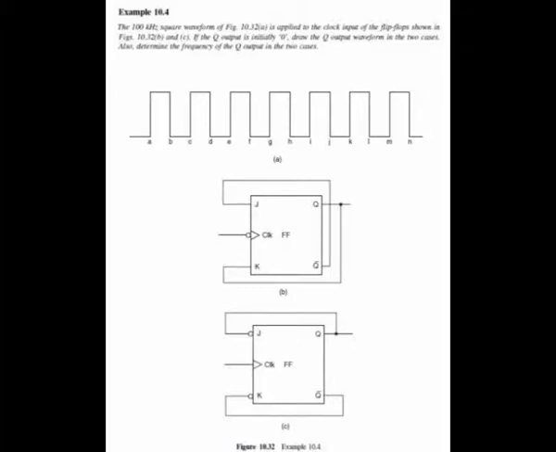Example 10.4. The 100 kHz square waveform of figure 10.32a is applied to the clock input of the flip-flop shown in figure 10.32b and c. If the Q output is initially 0, draw the Q output waveform in the two cases. Also, determine the frequency of the Q output in the two cases.